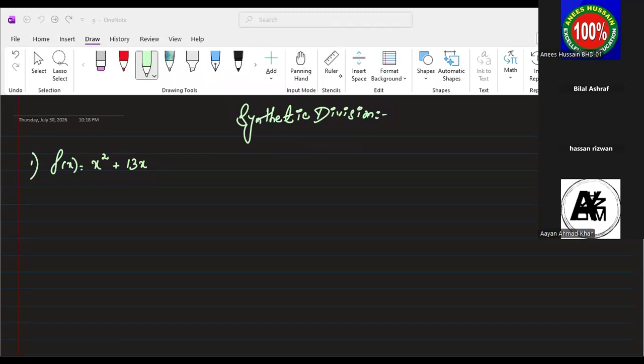So synthetic division, for example: the function is f(x) = x square plus 13x plus 36, right? Now, it says the factor of the equation is x plus 4. So they told us that the factor is x plus 4.